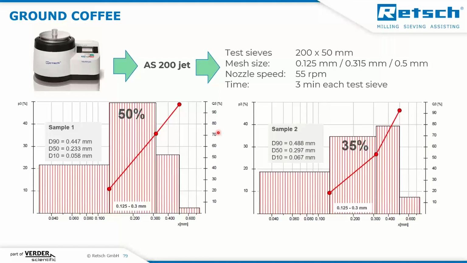In that case, the customer wanted to see whether it's sort A or sort B of the coffee. They mainly differ in the middle fraction. The first one has 50% of the sample distribution in the middle fraction, and the other one just 35%. With this sieving process, the customer was able to differentiate between the types of coffee. So besides homogenization and sieving, I have one last point before we close the webinar.